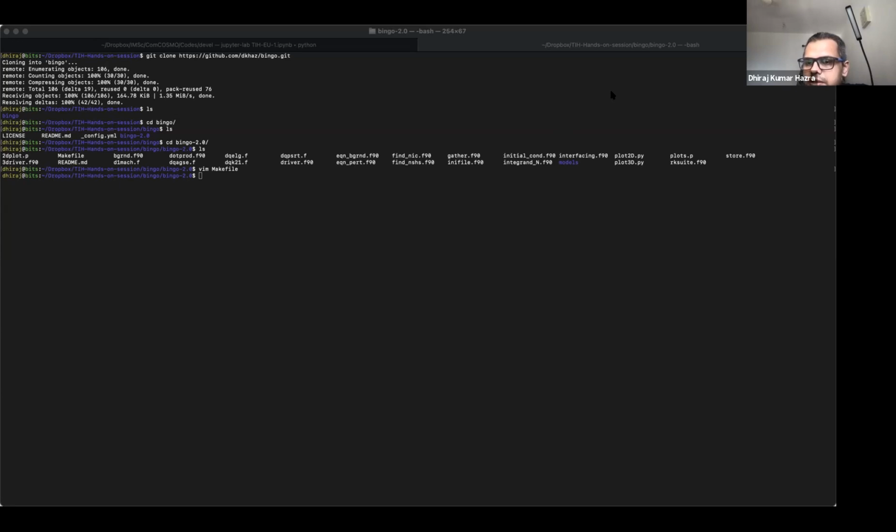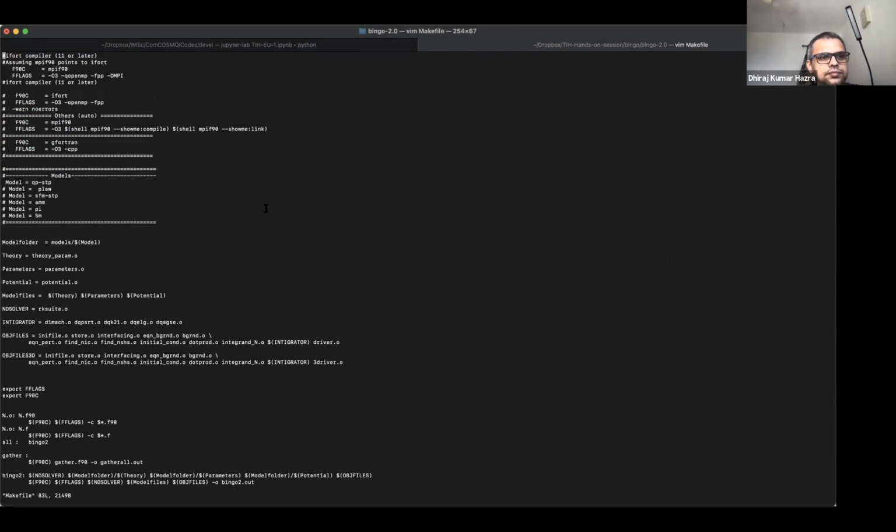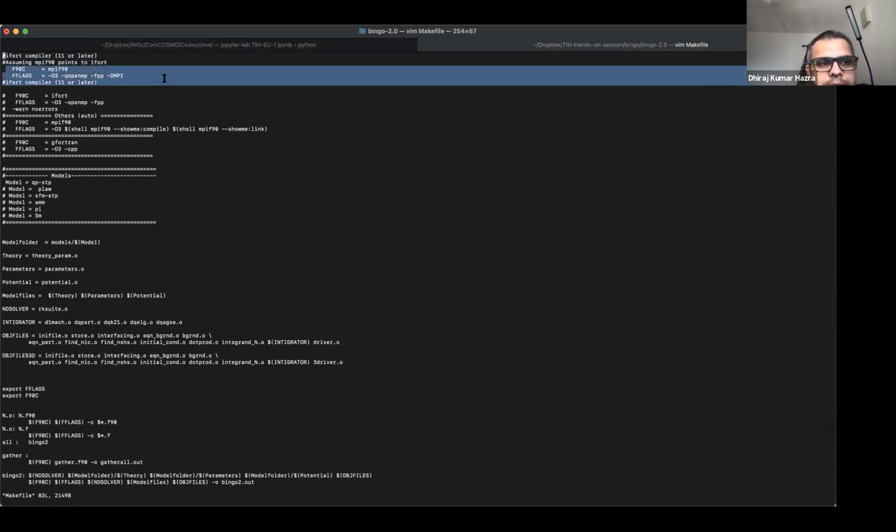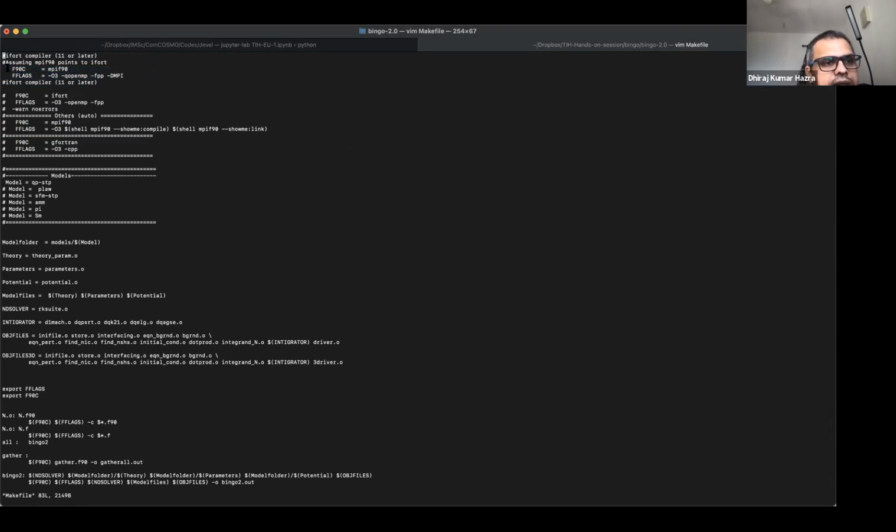Okay, there is something in the chat box. Can you please show what change you made in the makefile? Just open the makefile and you see: ifort compiler 11 or later, assuming mpif90 points to ifort. Only if you are using the Intel Fortran compiler, then F90C is mpif90, and in the flags instead of -openmp, I have just added -qopenmp, or you can simply remove this -openmp from the flags.